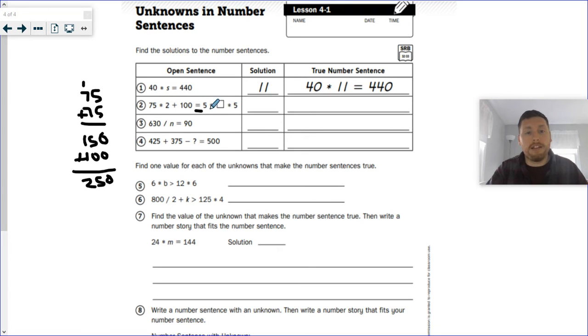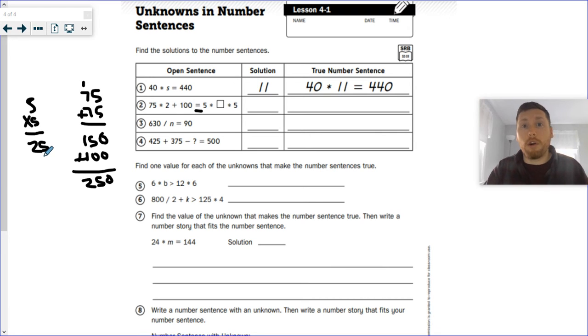So that means that this side over here, since they're equal, has to be 250 as well. So 5 times something times 5. Well, I know that 5 times 5 equals 25. So 5 times 5 is 25. What times 25 equals 250? Well, do you see a little pattern here? All I have to do is add a 0.